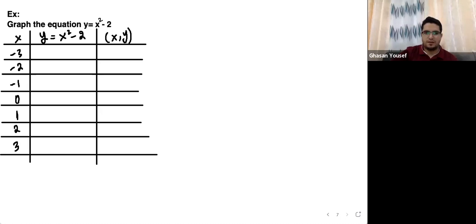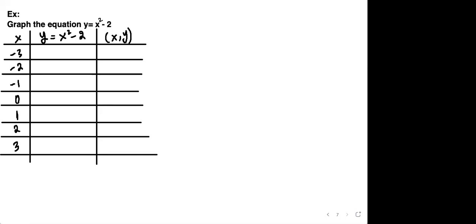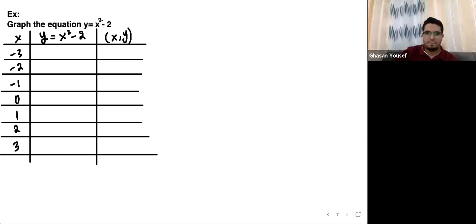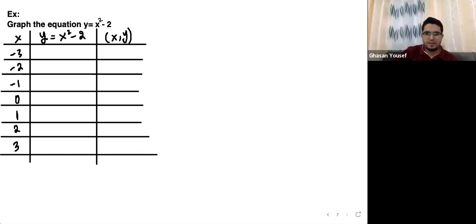For example, here, if I want to plug x equal minus 3 inside this one, what am I going to get? When I plug the minus 3 inside this one, 7, because minus 3 squared is 9, and 9 minus 2 is 7. So here y equals minus 3 squared minus 2, which is 7. So for the point minus 3, they give me 7. This is the first coordinate ordered pair.